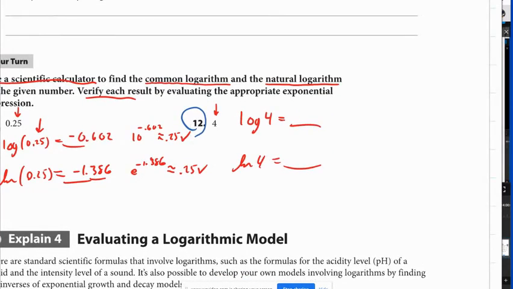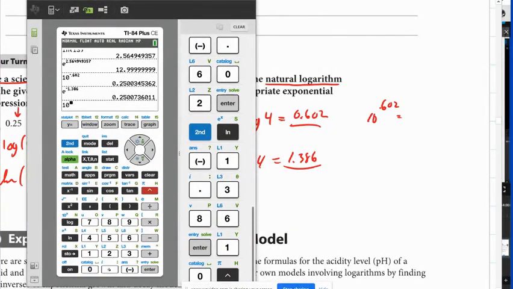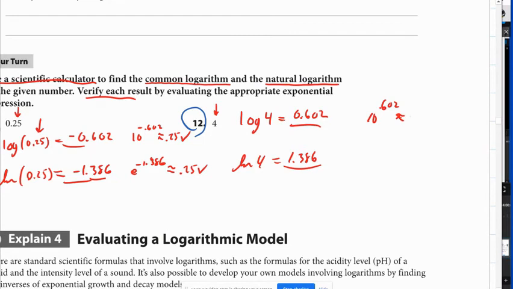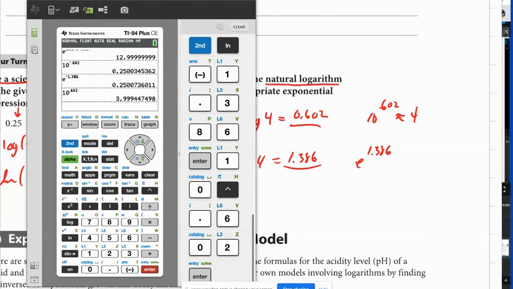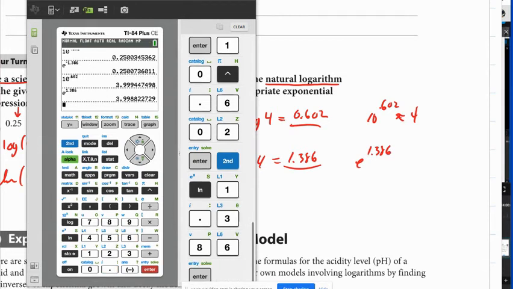Okay, and then the next one, common log of 4 is 0.602. Natural log of 4 is 1.386. Notice they're the same answers but positive, and that's because 10 raised to the positive 0.602 is very, very close to 4, and e raised to the 1.386 is also very close to 4.